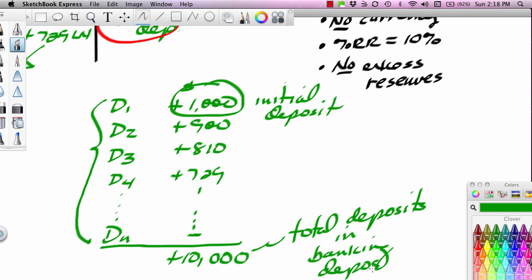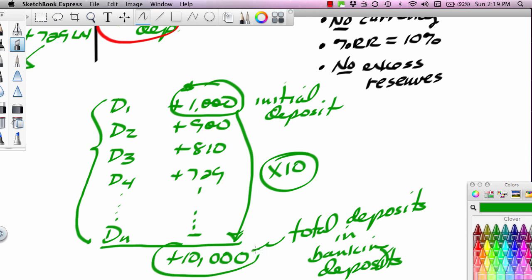Now this again assumes two things. This expansion, by the way, is by a factor of 10. I'll show you where 10 comes from. I know it's 10,000 because I know the factor is 10. But that expansion assumes two things: no currency and no excess reserves. In other words, banks are loaning out as much as they can loan out, and people are not pulling funds out of the banking system, converting deposits into currency. Because when people hold currency outside the banking system, the expansion will be smaller than it would otherwise be. All right, so we'll wrap up with this.